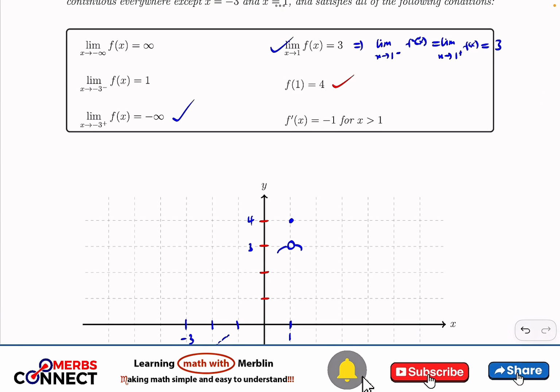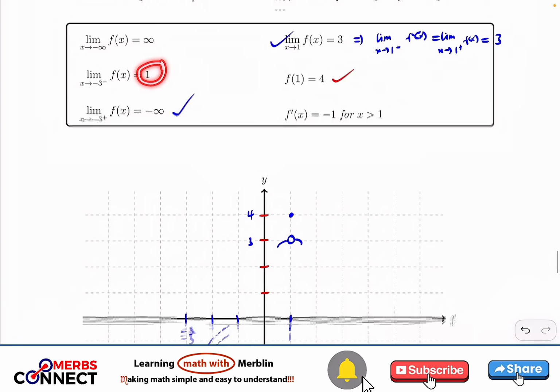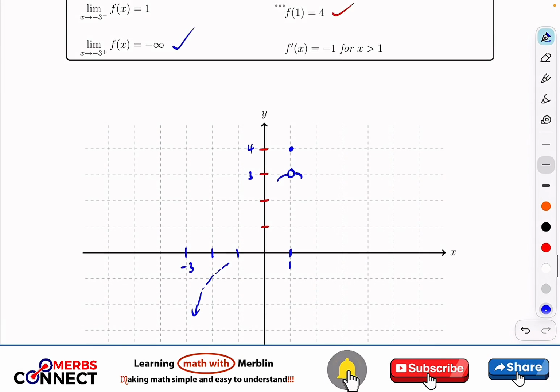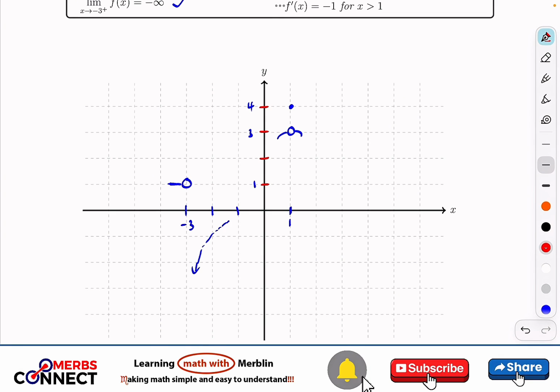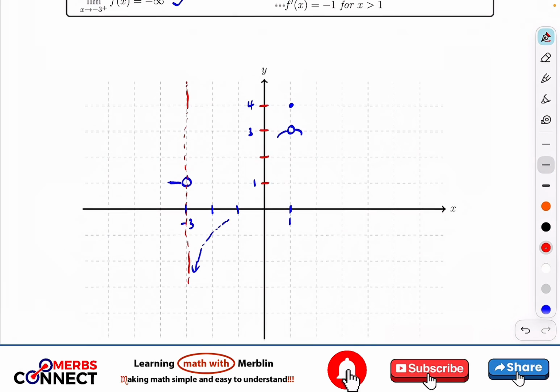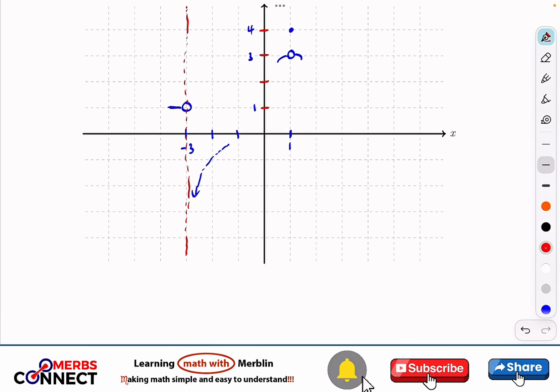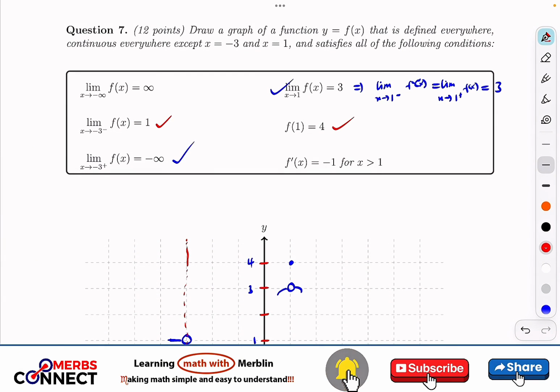Then when I'm approaching minus 3 from the left, I should be getting to 1, right? So it means that this is 1 here. So from the left, I should be getting to 1. So I have some tail here. I can call this one a vertical asymptote, because the right is just not attaching to this. So this one is going to be a vertical asymptote. So I'm done with this one too.